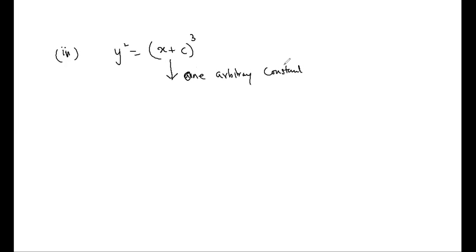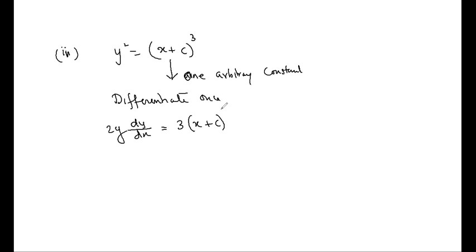Just look at both my methods. One arbitrary constant, two methods I'm going to teach you. If there is only one arbitrary constant, I am allowed to differentiate only once. So I'm going to differentiate once. 2y dy by dx is equal to 3 into (x plus c) the whole square into the derivative of x plus c, that will become 1. Is this derivative clear? Yes, sir.